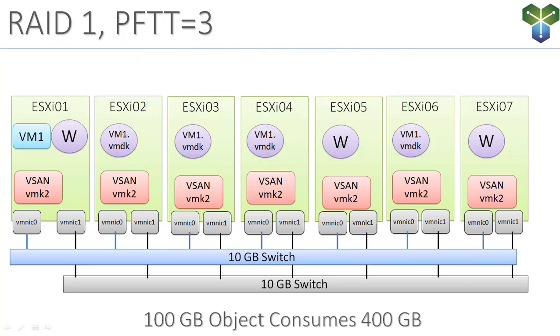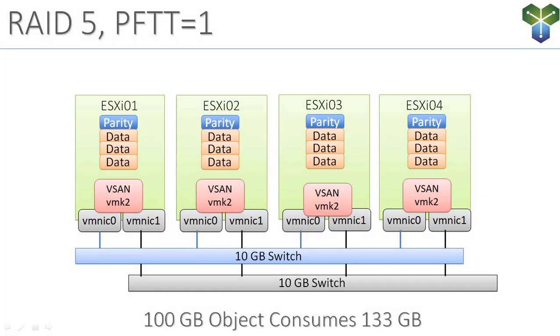So as you'll notice in all of these models, the bare minimum, even for failures to tolerate equals 1, we're still consuming double the space. Failures to tolerate equals 2, we're consuming triple the space. Failures to tolerate equals 3, we're now consuming 4 times the disk space for each object. So it's getting a little bit expensive here. What if we're on an all-flash vSAN configuration? And I want to do failures to tolerate equals 1.